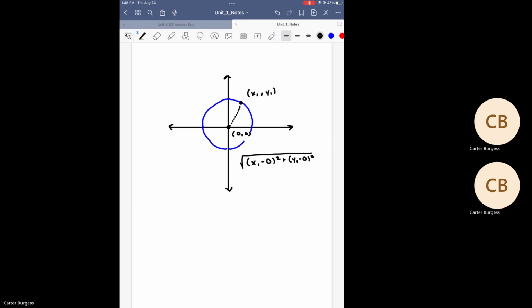What feature of the circle did I just describe? The distance from its center to its edge. That's the radius of our circle. So this distance that we just calculated should be the same as our radius. I'm going to adjust here for space.